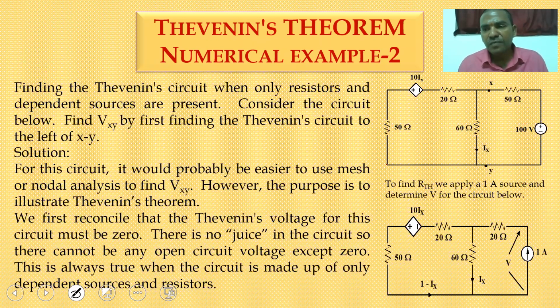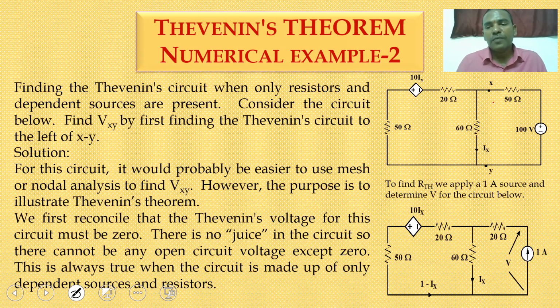So here we are going for the calculation of the voltage drop across x to y. Here 100 volts is an independent source, 10 into ix is a dependent voltage source, and ix is the current flowing through the 60 ohm resistor.